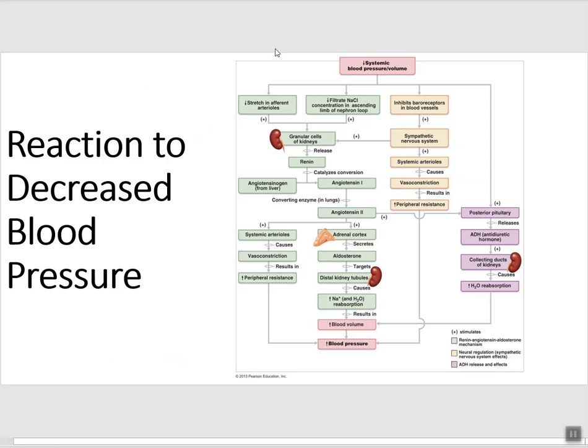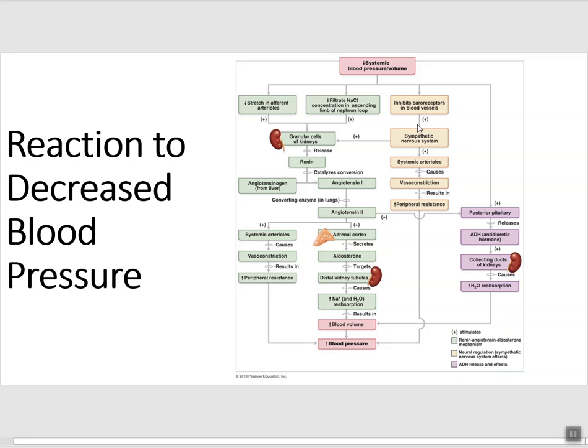Okay. So we've talked about too much blood pressure. What happens when we have not enough? This is kind of complicated, so I'm going to try to go through this one little section at a time. So our blood pressure is low. How do we know? We've got baroreceptors in the arch of the aorta and in the carotid arteries. So these things are going to report to the hypothalamus.